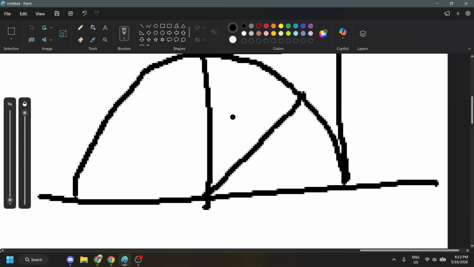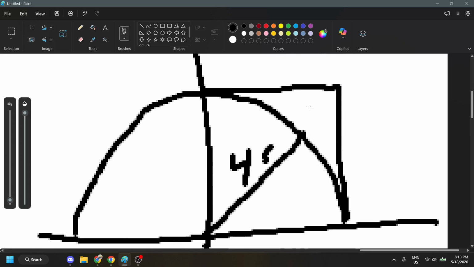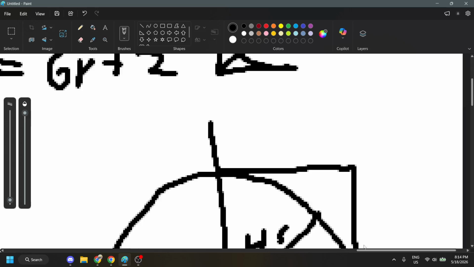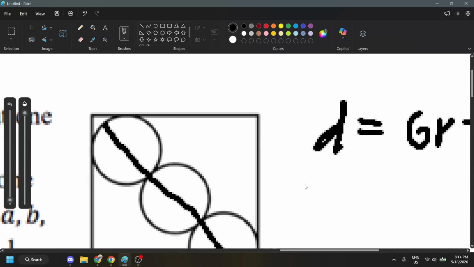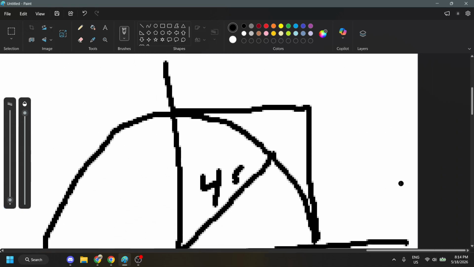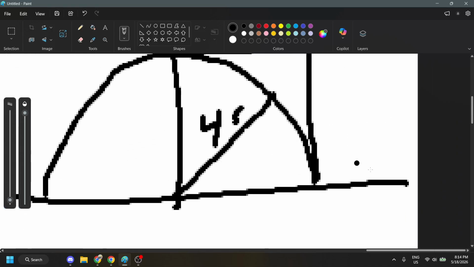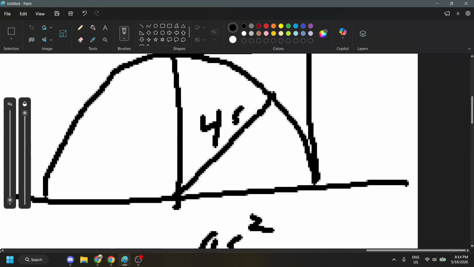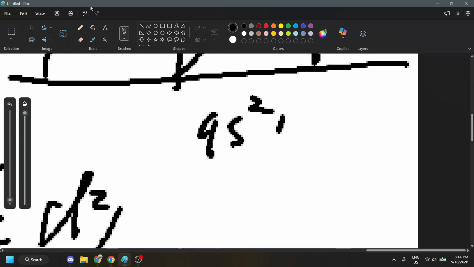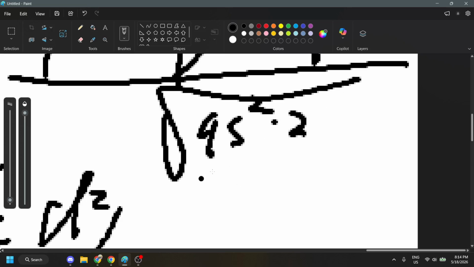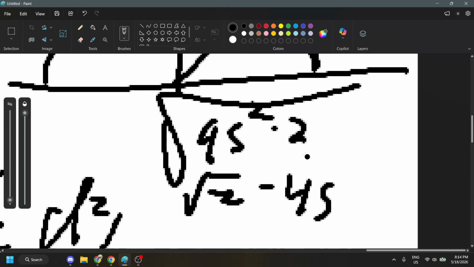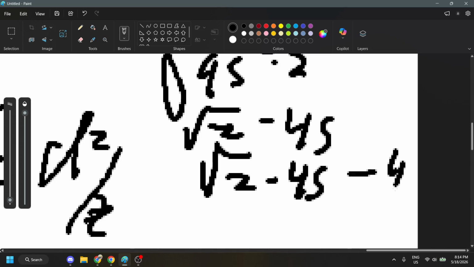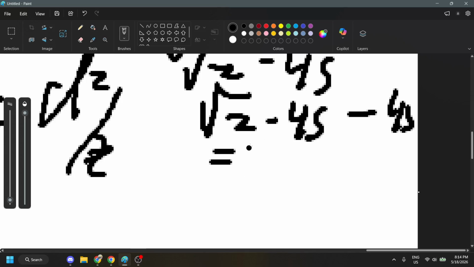Okay, so this distance here is 45. Then we need to find this total distance. Oh, okay, yeah. This total distance is the square root of 45 squared times 2. So it's just root 2 times 45. So root 2 times 45 minus 45 is equal to this thing here.